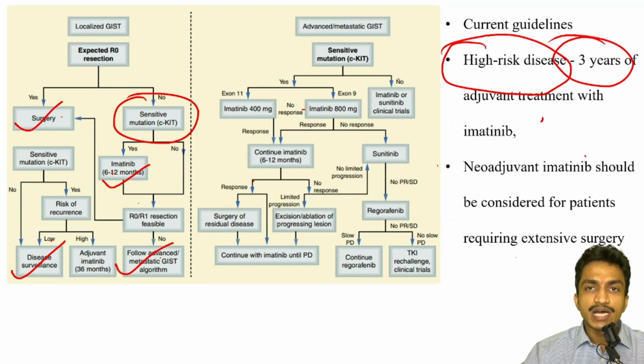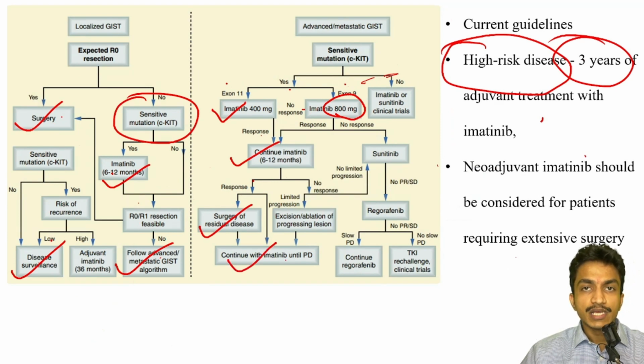Now coming to advanced or metastatic disease, we assess again for the c-KIT mutation. If yes, and exon 11, we give Imatinib 400 milligram. If exon 9, then as I mentioned earlier, we give double dose, that is 800 milligram. In both cases, if there is a response to Imatinib, then we continue for nearly 1 year, and then we check if there is a response in the tumor in the form of shrinkage, and we can do surgery. Then we do surgery followed by continuation of Imatinib therapy till there is progressive disease.